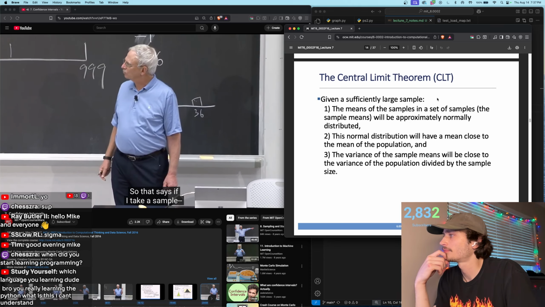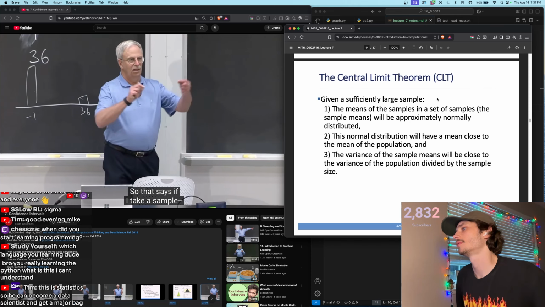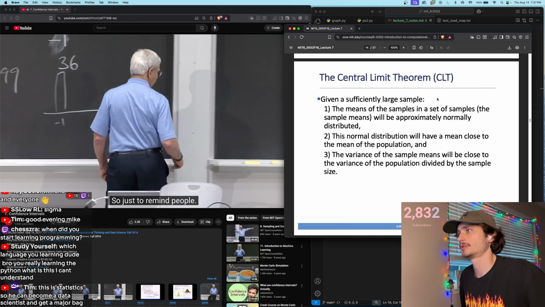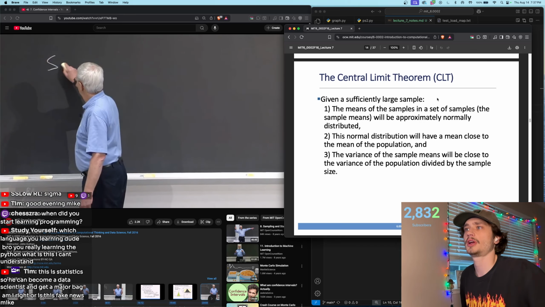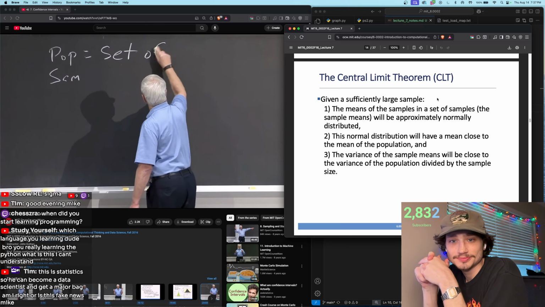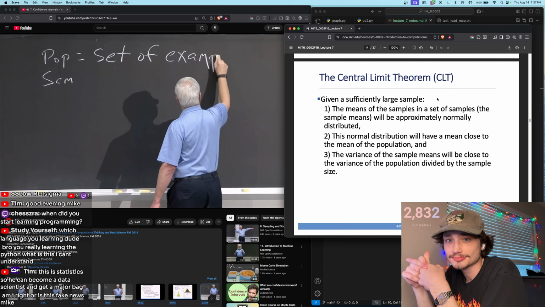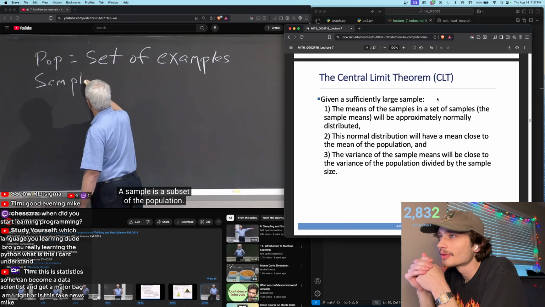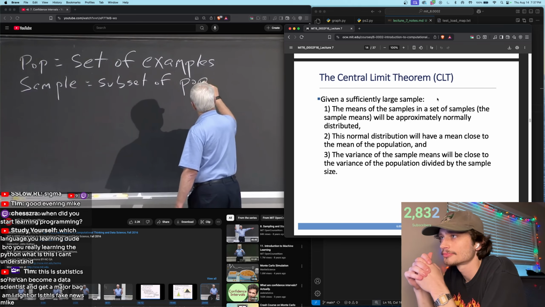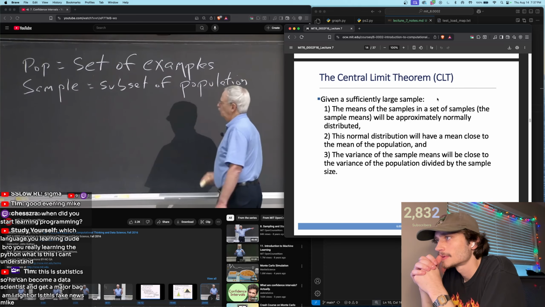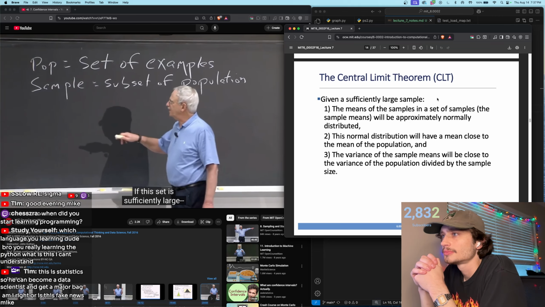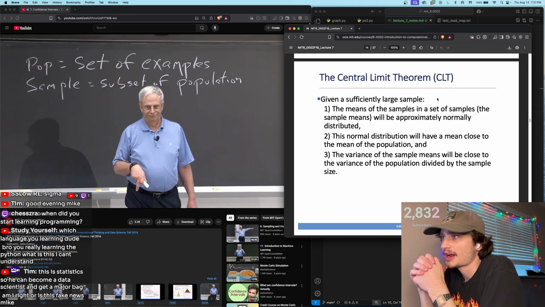So that says if I take a sample, remember, a sample might have multiple examples. So just to remind people, let's just say we're at the casino all night long, being a degen like Tim. A population is a set of examples. A sample is a subset of the population. So it too is a set of examples, a set of examples in its own right. If this set is sufficiently large, you can relate it back to the population.